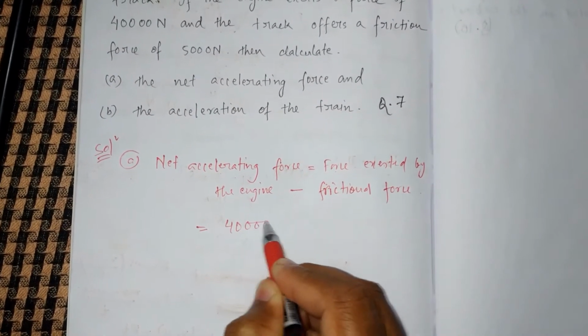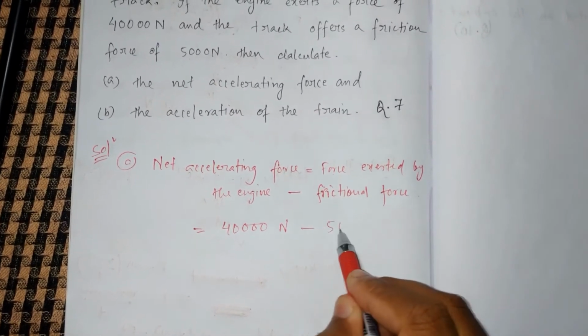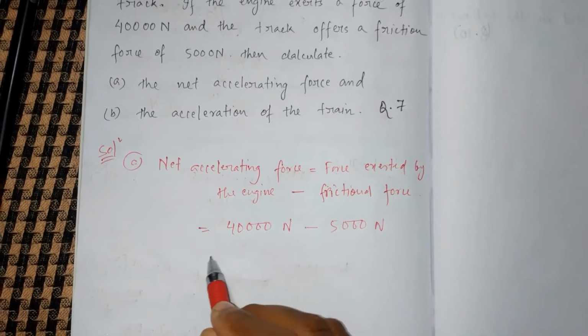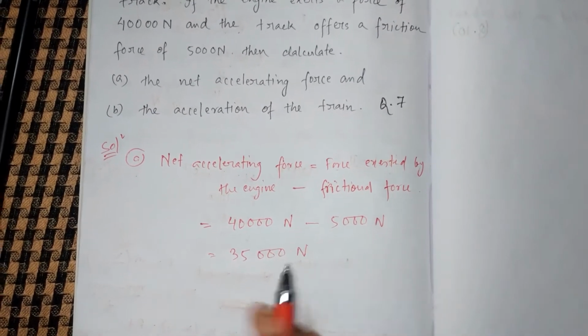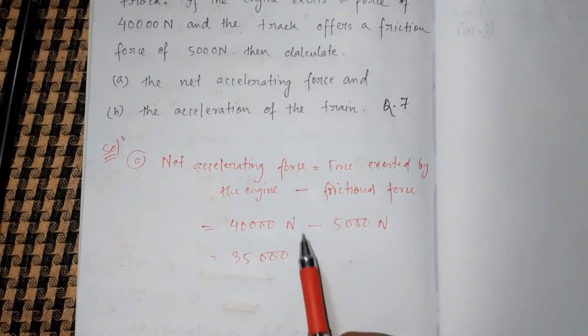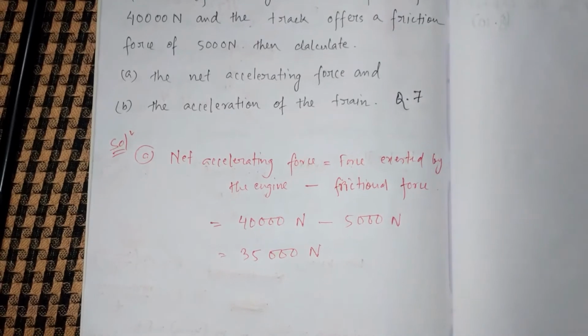40,000 Newton, and the frictional force is 5,000 Newton. So it will be 35,000 Newton. So this is the answer of the first part of this question. Next part is the acceleration of the train. So let's see how it is done.